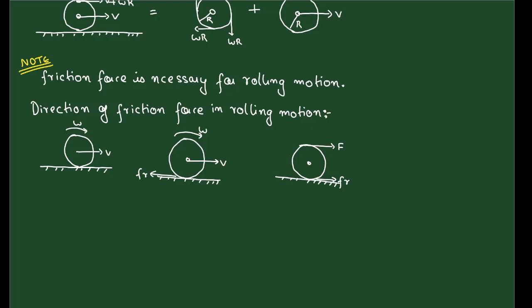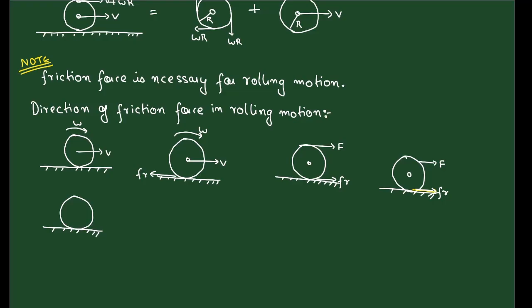Again, suppose I shift this force somewhere down out here. Same concept. This is trying to rotate in clockwise direction, and this surface is trying to go backward. Friction force would be forward. Friction force would be applied in forward direction. Fair enough.